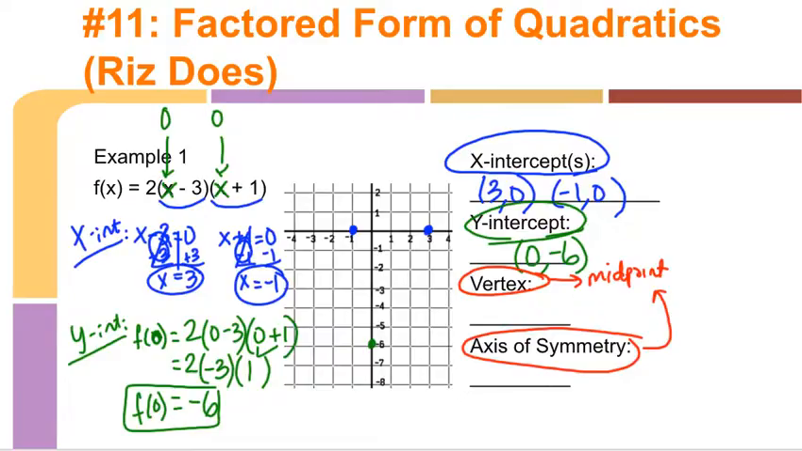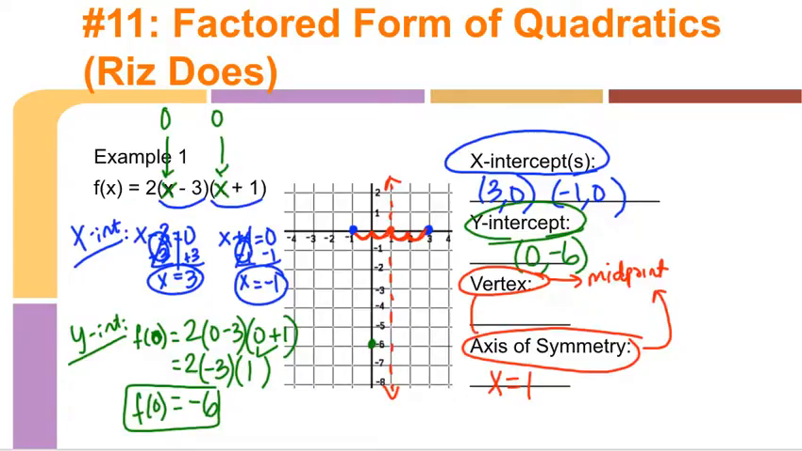So what that means is that between my two roots, I need to find the middle point. If I could just count how many spaces are in between, from negative 1 to positive 3, I have 1, 2, 3, 4 spaces. Halfway between 4 spaces would be 2 spaces. Right here, 1, 2. So that means my axis of symmetry is going to be on x equals 1.